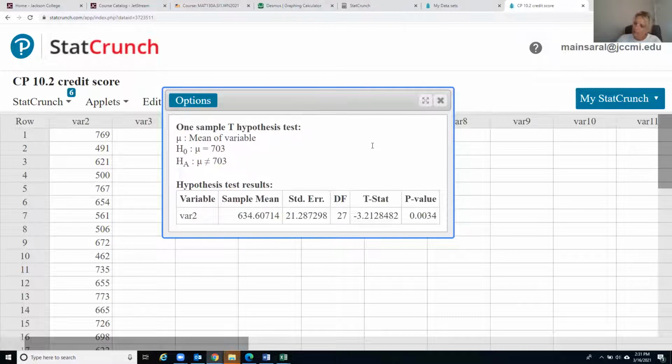Our T statistic is negative 3.213, and our p-value is 0.0034. Okay, once you have that written down, our sample mean, just for us to have, is 634.6.